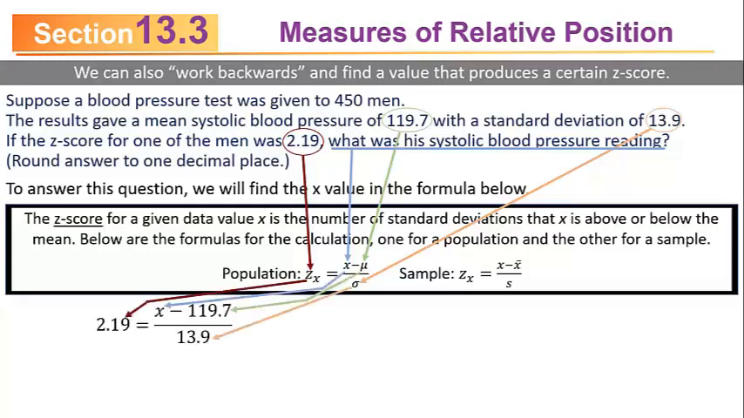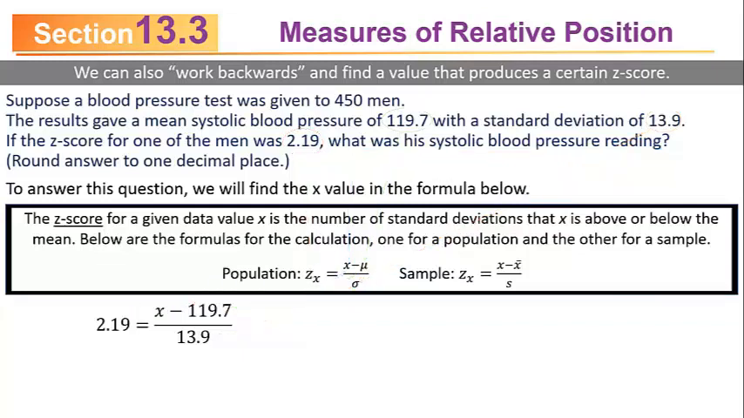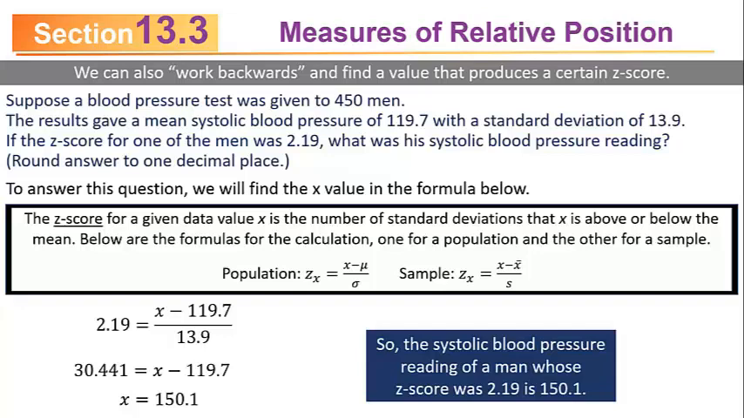So you put 2.19 in for z. You're solving for x, remember, so you leave the x in there. The mean was 119.7, so that goes in for mu, and the standard deviation was 13.9, so that goes in for sigma. Now, if you cross multiply, think of 2.19 as 2.19 over 1 and cross multiply, or think of it as multiplying both sides by 13.9. In either case, you'll end up with 30.441 is equal to x minus 119.7. And if you add 119.7 to both sides, you'll find out that x is equal to 150.1. So the systolic blood pressure reading of a man whose z-score was 2.19 must have been 150.1.